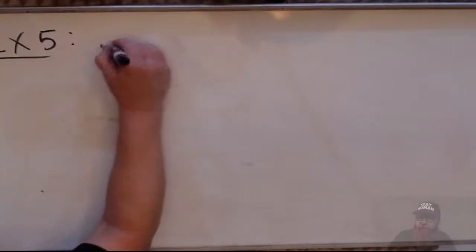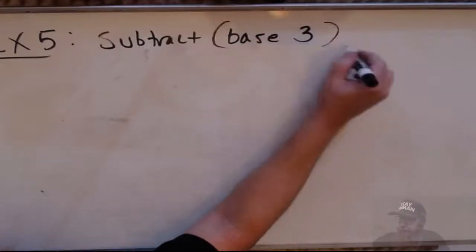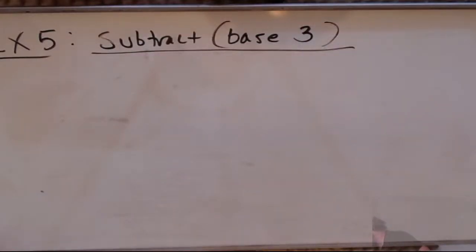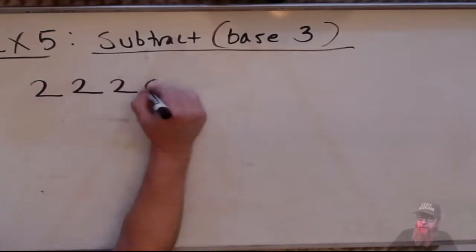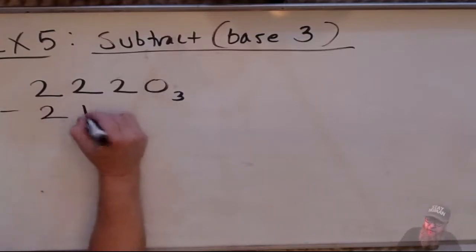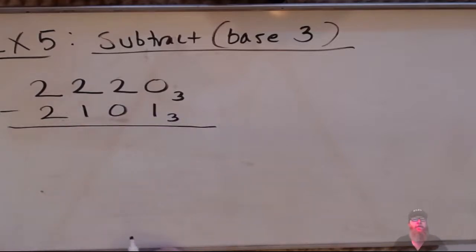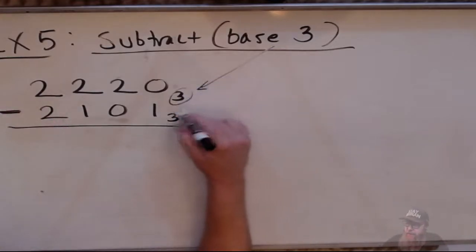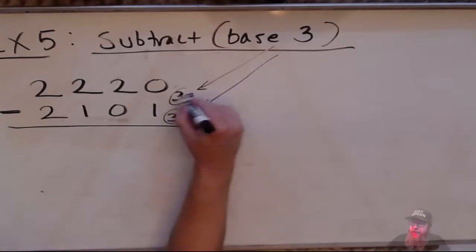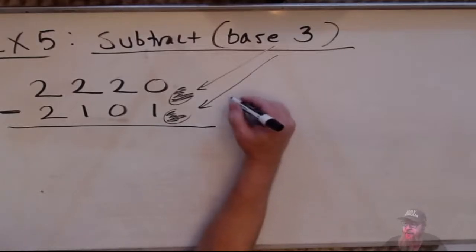Example 5. You know exactly what I'm going to do next. Subtract. Base 3. So I have a base 3 number minus another base 3 number. All right, I'm subtracting. Again, once I've made it clear what the base is, I like to just cross off the base because it's not necessary once it's clear.